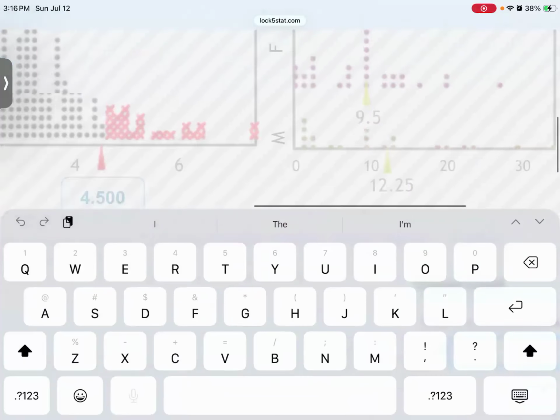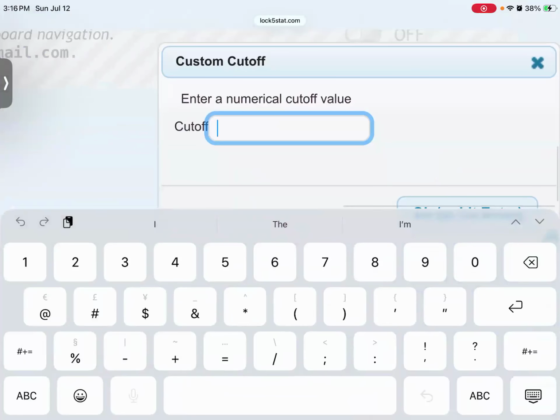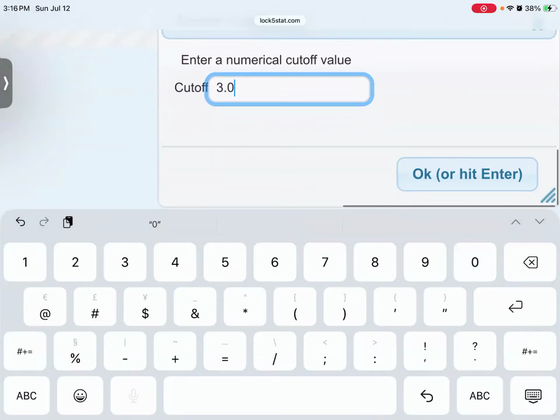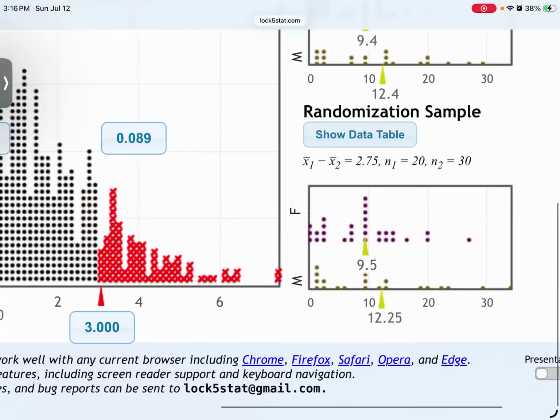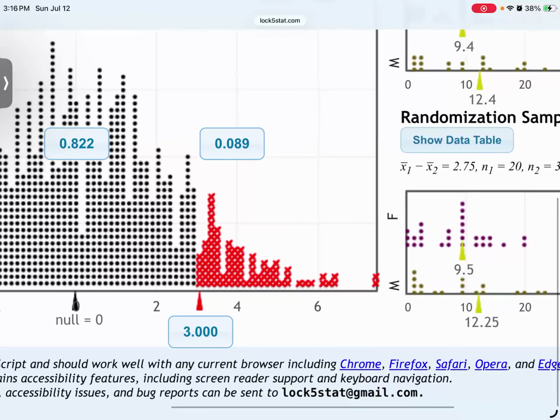4.5, I'm going to click that. And I'm going to change it to 3.0. You can also just put 3 and click OK or hit enter. And now it is counting the dots that are as extreme or more extreme. So there's my p-value of 0.083.